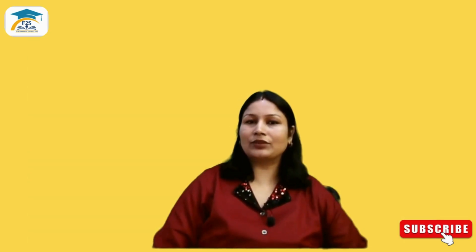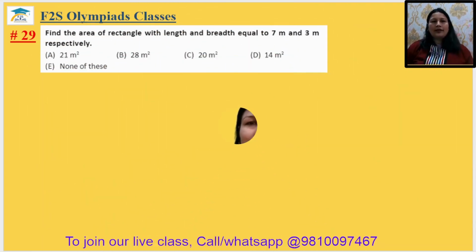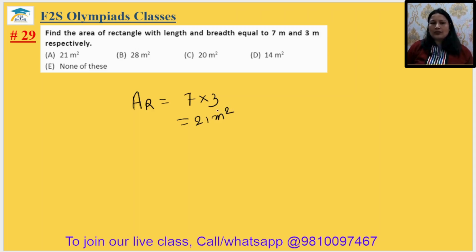Now let's start with the worksheet questions. Grade 5 Silver Zone Comprehensive Book, Chapter 8, Video Part 3. Question number 29. Find the area of rectangle with length and breadth equal to 7 meter and 3 centimeter respectively. So we know that area of a rectangle is equal to length multiplied by breadth. So 7 multiplied by 3, that is your 21 meter square. It is in the option number A. The 29th answer will be option A.